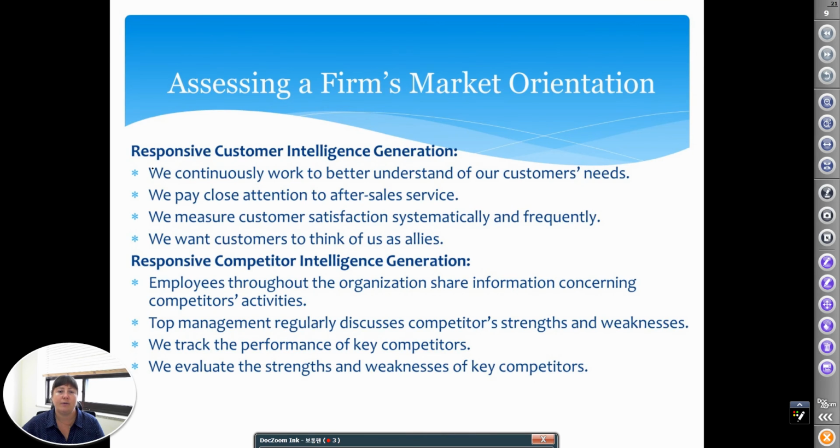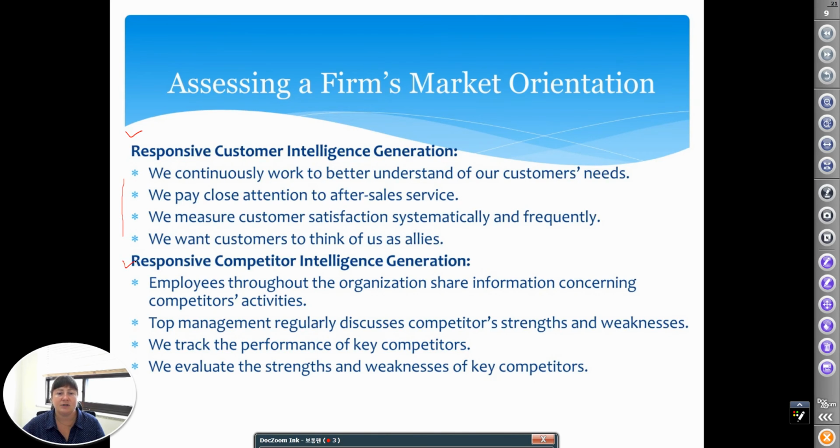So the first is responsive customer intelligence generation. What are the definitions of this intelligence? We continuously work to better understand our customers' needs, for example. We pay close attention to after-sales service. We measure customer satisfaction systematically and frequently. We want customers to think of us as an ally. So it means that through each of these statements, we want to be market-oriented.